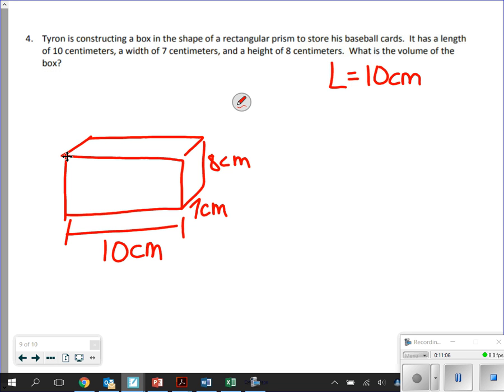What information is it giving me? What information do I need? I need the length. I need the width. I need the height. That's all that you need to find the what? Volume. What is the volume of the box? Which means, how many baseball cards would you be able to put in there?